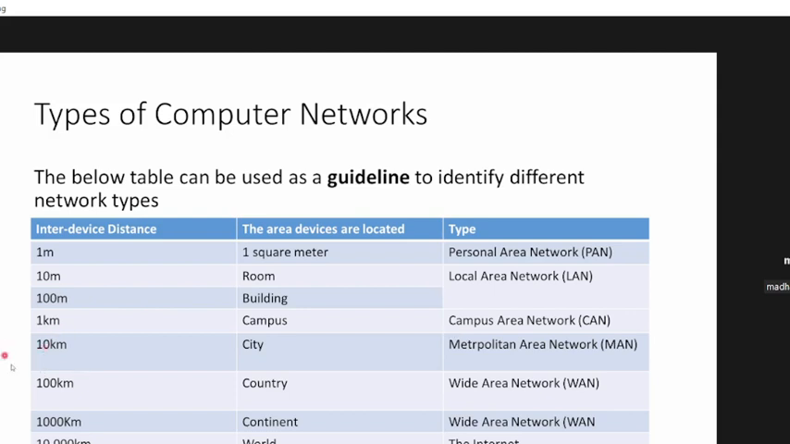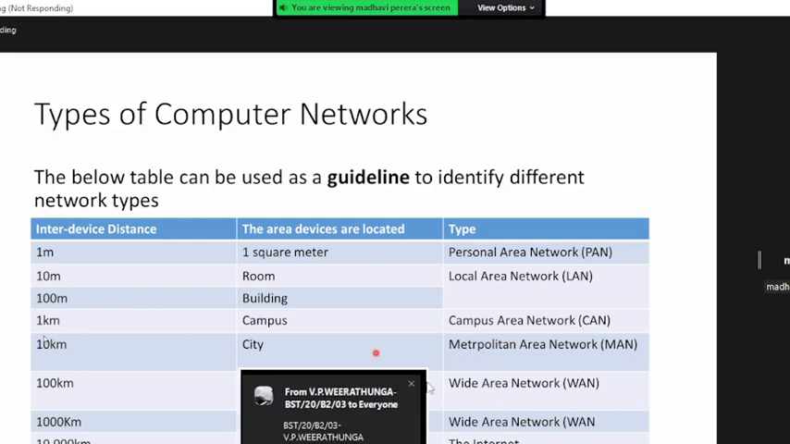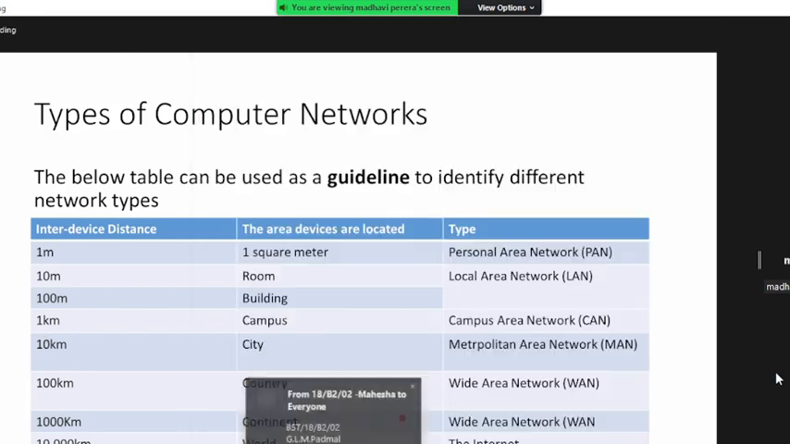If your inter-device distances are in the range of 10 kilometers, right? If you are trying to connect devices that are 10 kilometers away within one city, that kind of network is called a metropolitan area network, or MAN. 100 kilometers within the country, wide area network, or WAN, right?